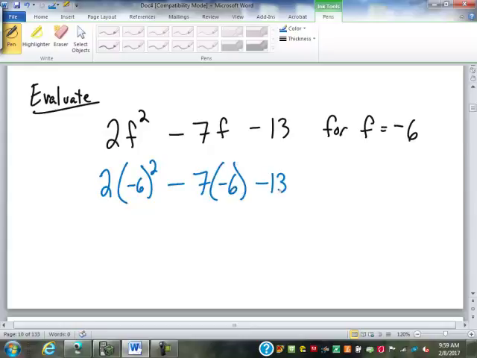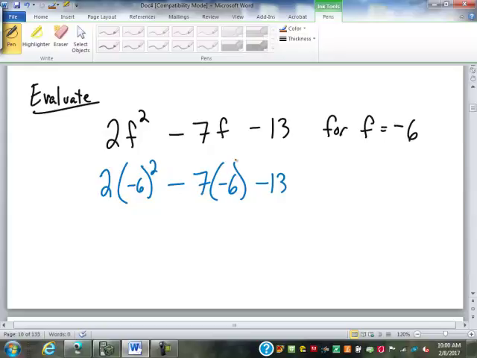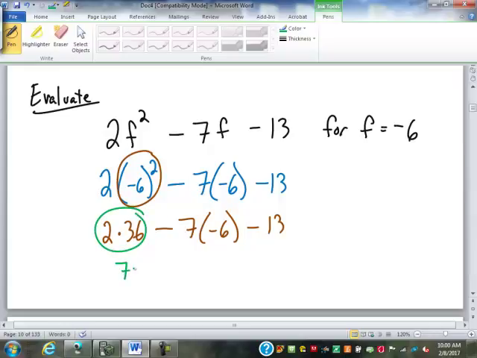So everywhere we see the f here, we replace it with negative 6. Order of operations, there are no enclosing symbols. Those parentheses are just separating the negative 6's. There is an exponent. Negative 6 squared is positive 36. Now there's no more exponent, so we're going to multiply or divide left to right. 2 times 36 is 72.